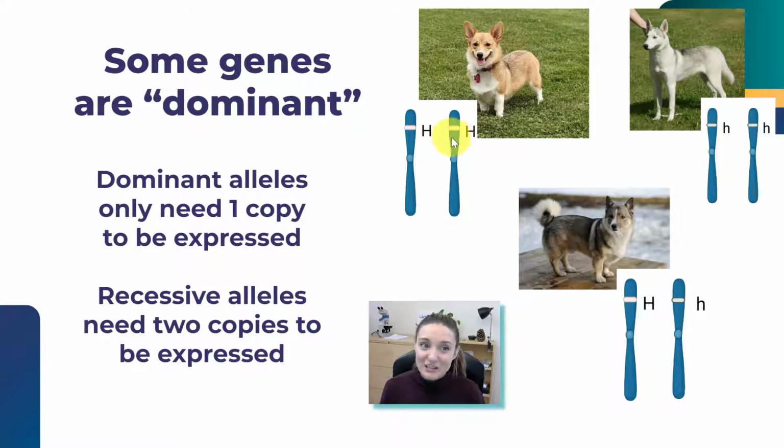That's because that short leg trait, that short leg allele, is dominant. Okay, so this dog only needs one copy of this hypochondroplasia allele to have short legs. So it is a dominant trait. It only requires one copy of that allele in its chromosomes in order to be expressed, in order to determine the phenotype.